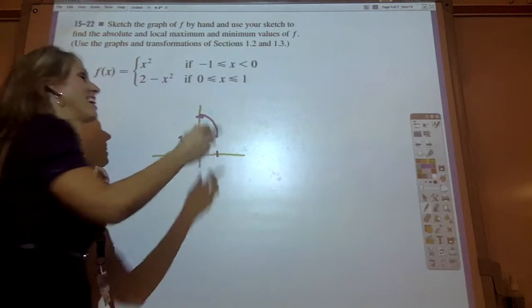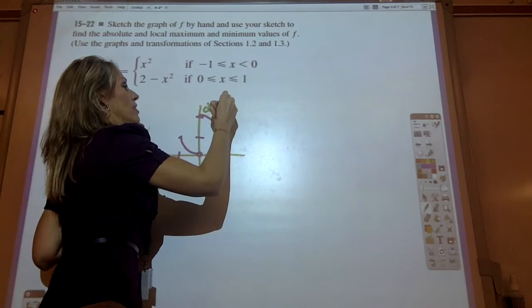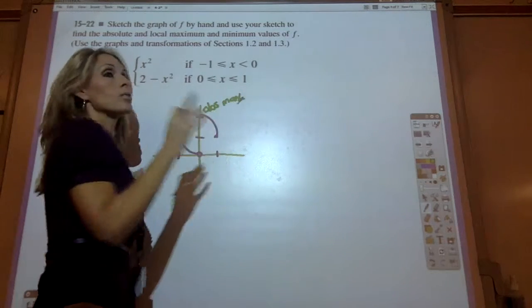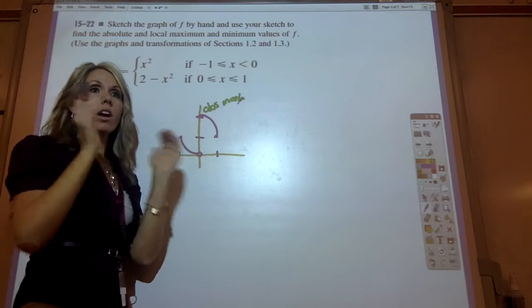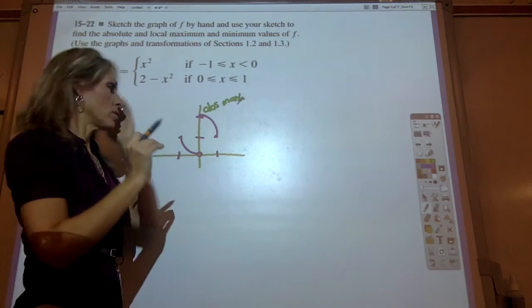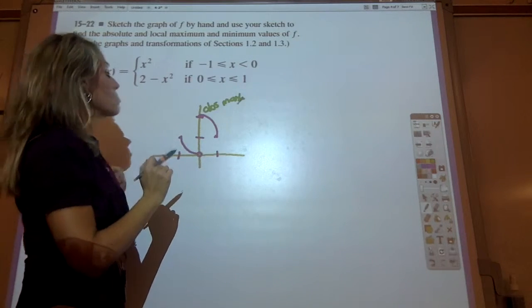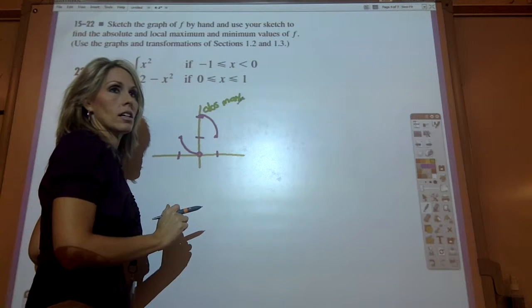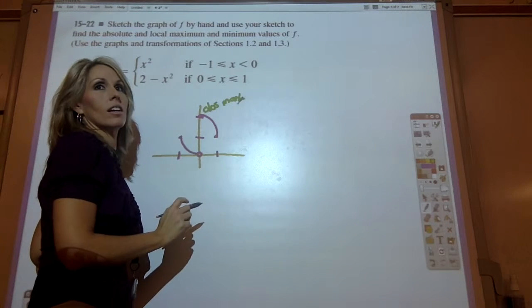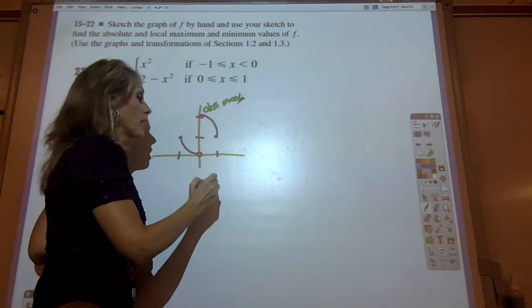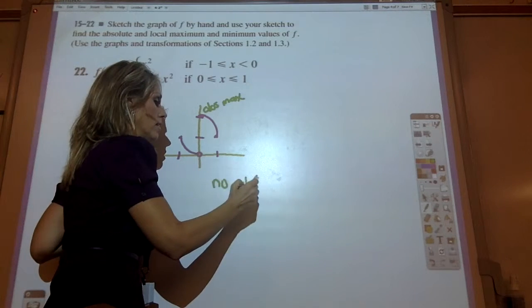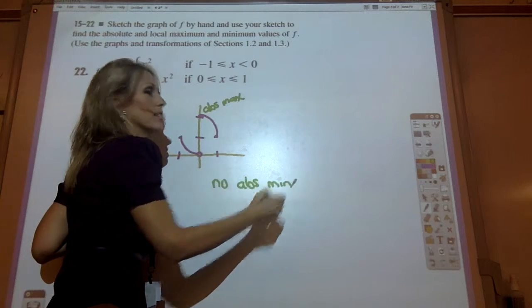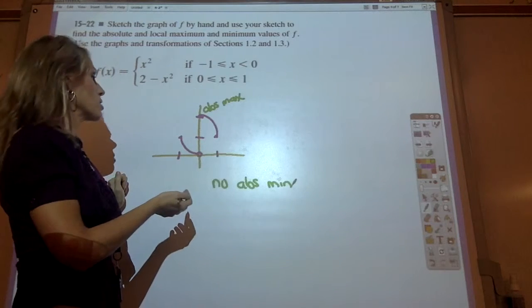Zero. There is one. Zero. Yeah, because it exists. Absolute doesn't have to have stuff on both sides. Absolute min. Oh, absolute max. None. For some reason, I thought you asked for the minimum first. Right. So no absolute minimum.